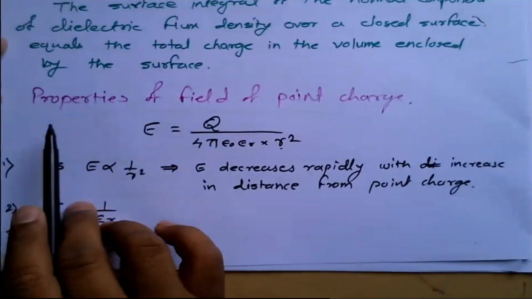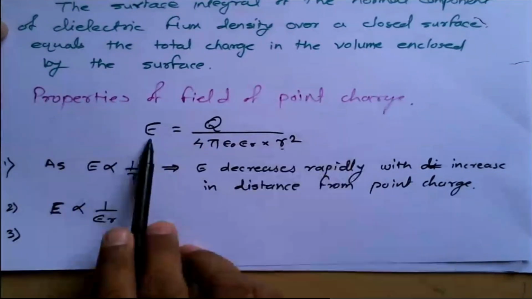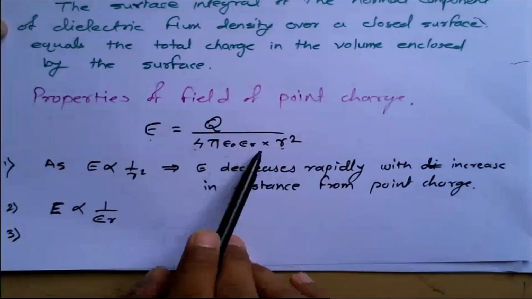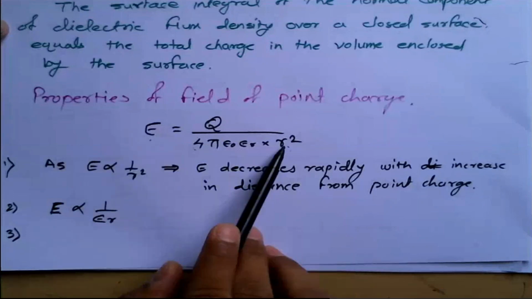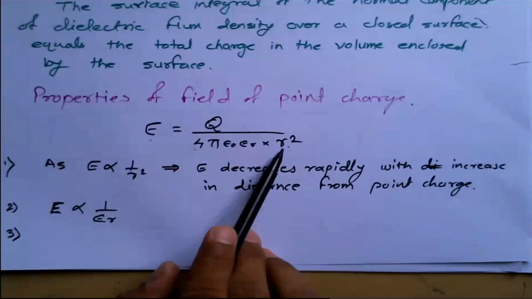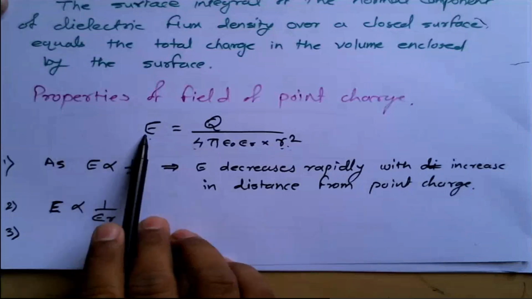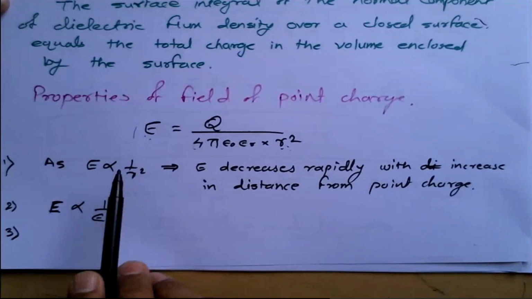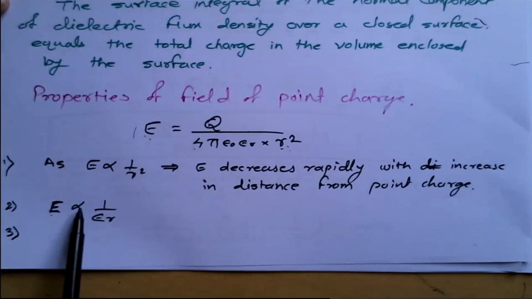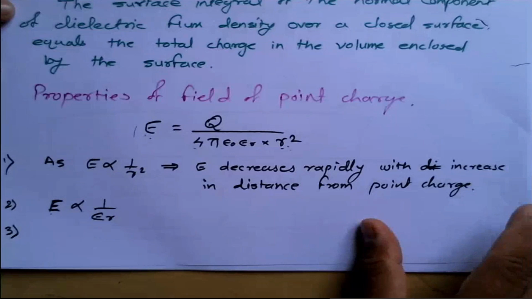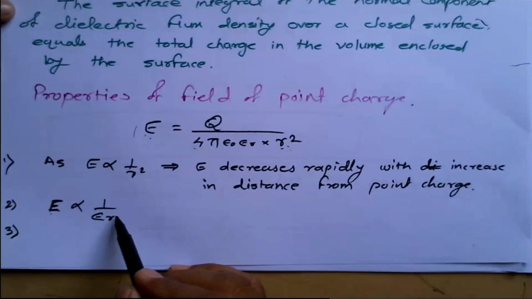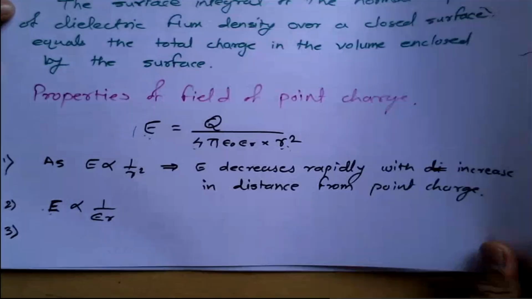After that, we have seen the properties of the field of point charge. Here E is equal to Q upon 4 pi epsilon 0 epsilon r into r square. The first property is that E is inversely proportional to r square. This r is the distance between the two charges, capital Q and small q. As this distance increases, the field intensity decreases rapidly. Second, E is inversely proportional to epsilon r. So with an increase in the value of epsilon r, or by changing the medium, the value of E changes; if the value of epsilon r increases, E will decrease.